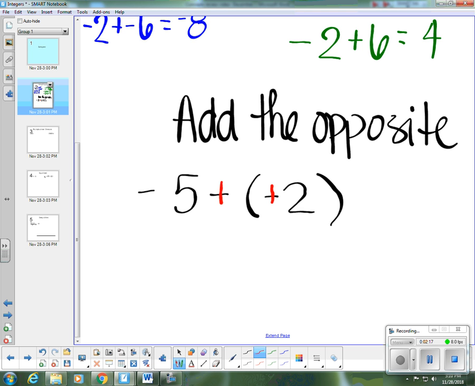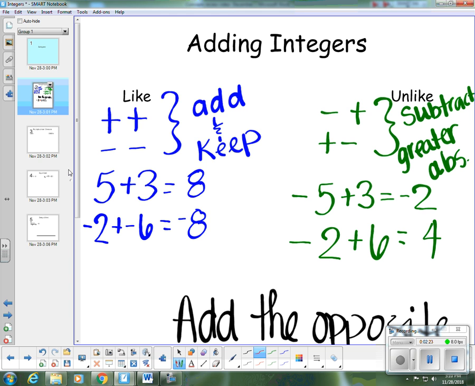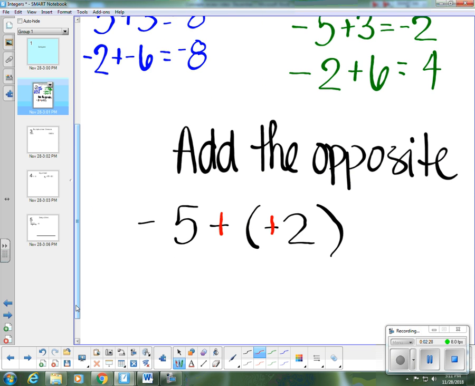So we go back up to our addition signs because now this is an addition problem. Back up to our addition rules. These are unlike signs. Our rules tell us to subtract. So 5 minus 2 is 3. We keep the sign of the greater absolute, so it would be negative 3.